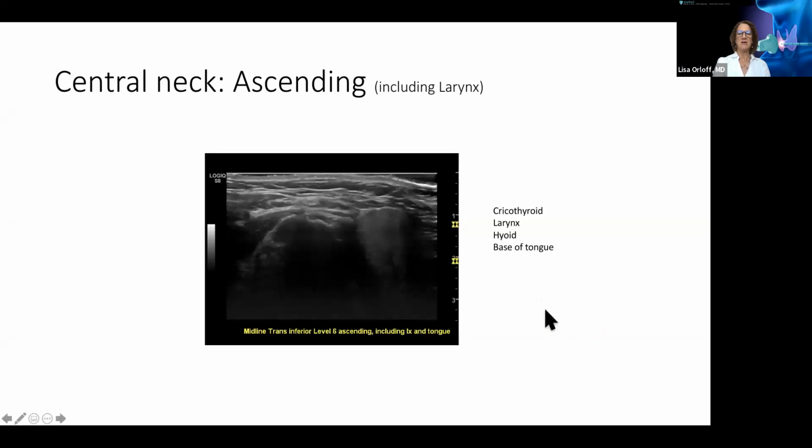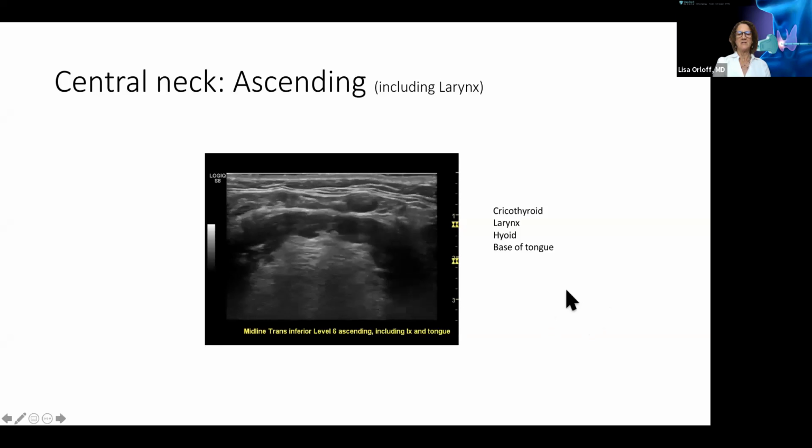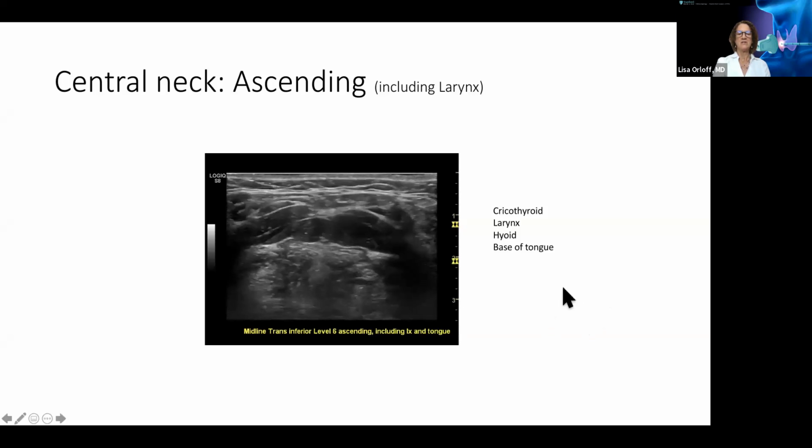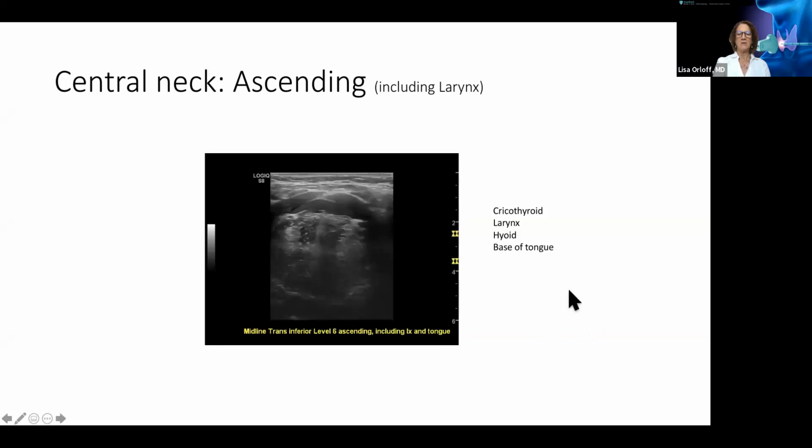And then continuing on up superior to the larynx to the infra and then suprahyoid space to the base of tongue, where there may be residual thyroglossal duct components or pyramidal lobe tissue.